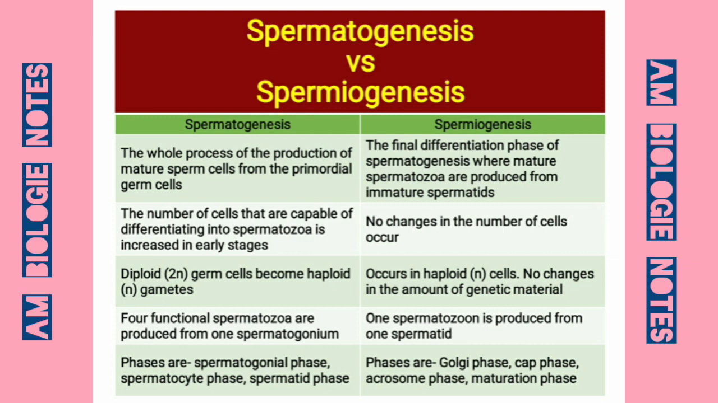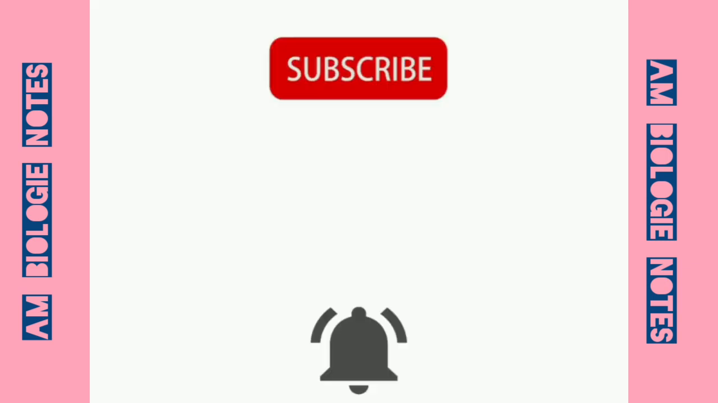The phases of spermatogenesis are the spermatogonial phase, spermatocyte phase, and spermatid phase. The phases of spermiogenesis are the Golgi phase, cap phase, acrosome phase, and maturation phase. So this is all about the spermiogenesis process.